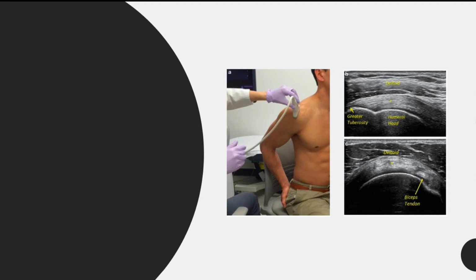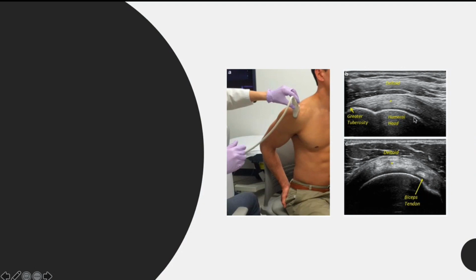So starting on this top image, at the very top you'll see skin. And then below that, you'll see the deltoid, which is going to be hypoechoic. And then there's a thin layer of peribursal tissue, which is going to be hyperechoic. And then right below that will be the bursal fluid, which will be hypoechoic. And then you'll see the rotator cuff itself, which will be hyperechoic. And then right below that is going to be the articular cartilage, which will be hypoechoic. And then the cortical bone, which will be hyperechoic.